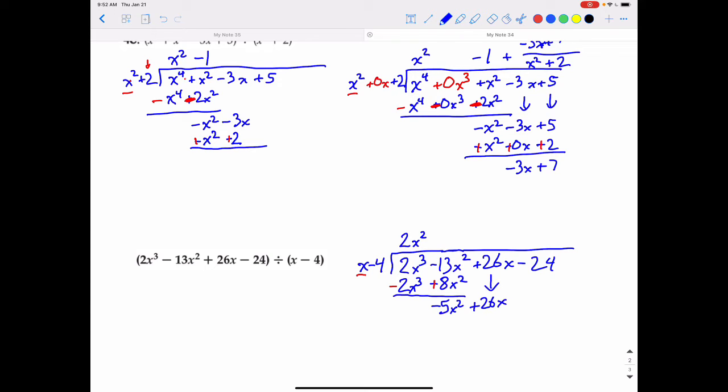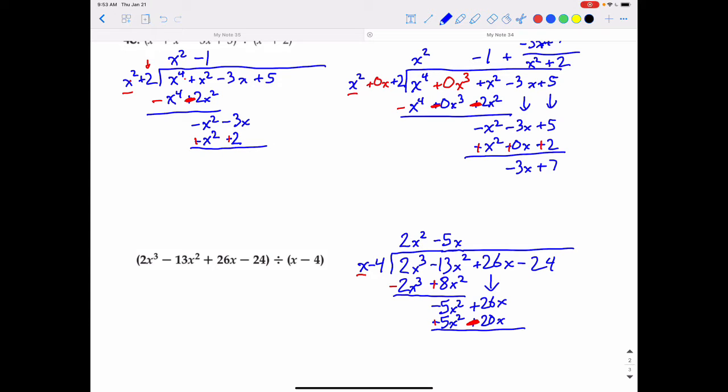So x times what is negative 5x squared? That would be negative 5x. Negative 5x times x is negative 5x squared. Negative 5x times negative 4 is positive 20x. Change the signs to combine them. So that will be a negative 20x after I change the sign.